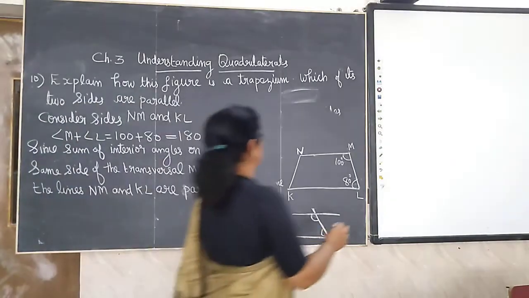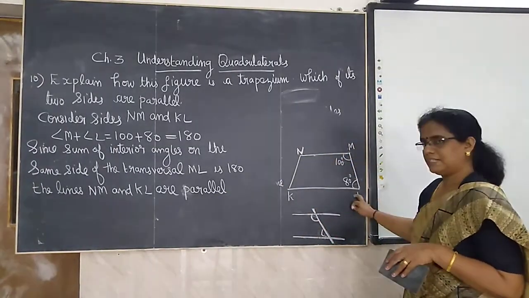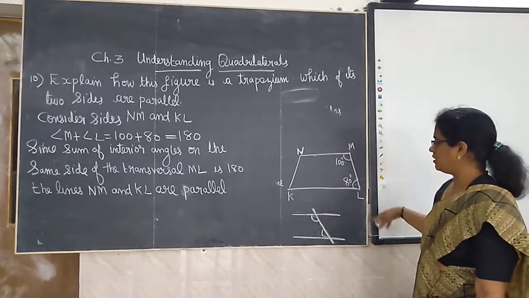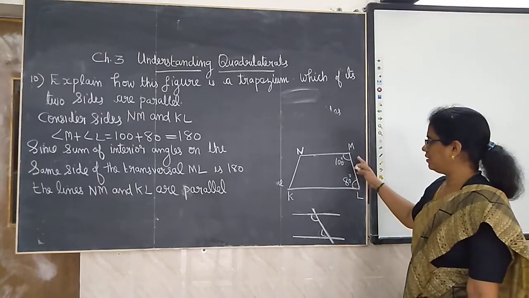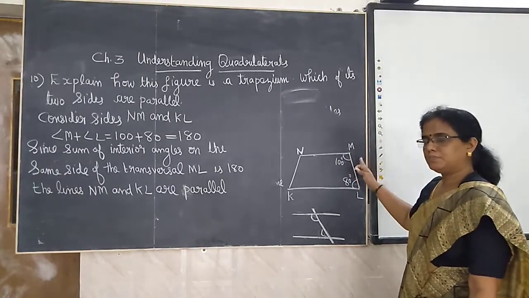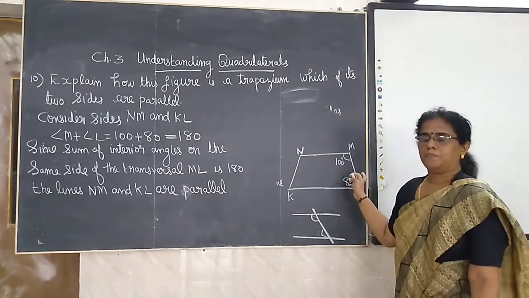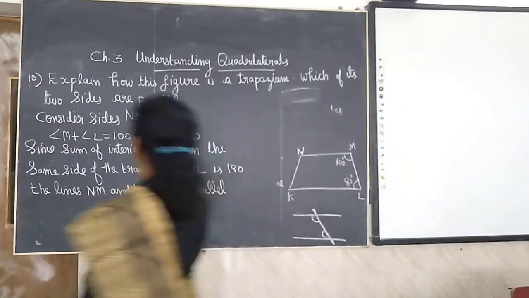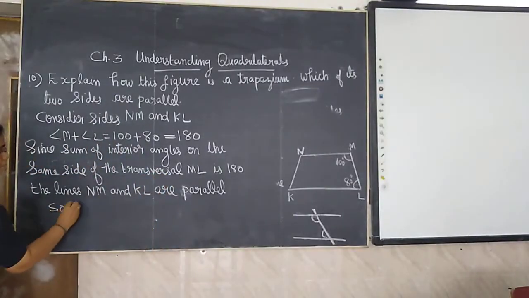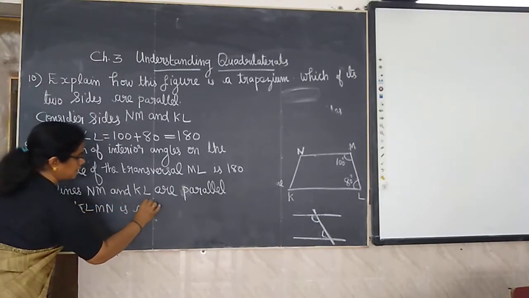Here there are two lines. Transversal means the line crossing these two lines. Therefore, we can consider ML as the transversal. And if the sum of interior angles on the same side of the transversal is 180, we can say that these two lines are parallel. So, if you are getting one pair of lines parallel, that means it is a trapezium. So, KLMN is a trapezium.